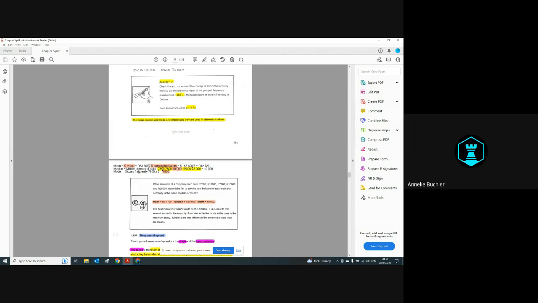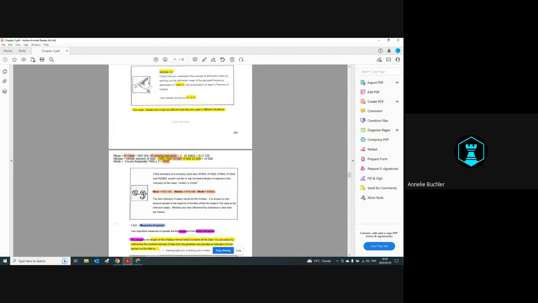Then the mode is 7,800 because 7,800 occurs twice. So the frequency is more. I explained to you how I got to that. So the best indicator for the salary would be the mean? Sorry, no, it would be the median, which is 10,000. Medians are less influenced by extremes in data than means, so you will look at median for the salary.